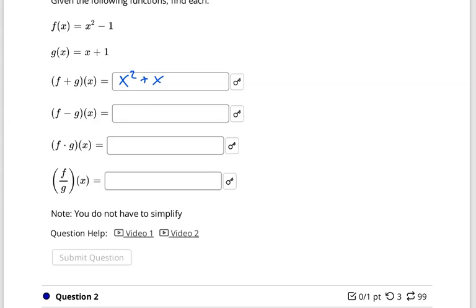F minus g, again only one x squared around. This time we're subtracting the g of x, so we subtract the x, and it's a negative 1 minus another negative 1, so we subtract 2.